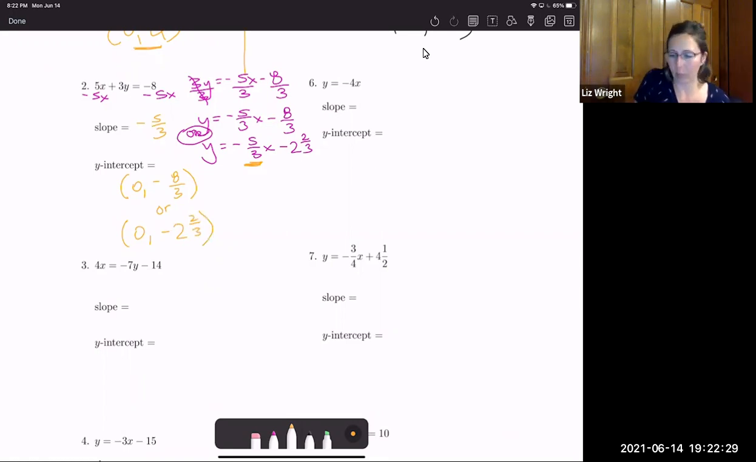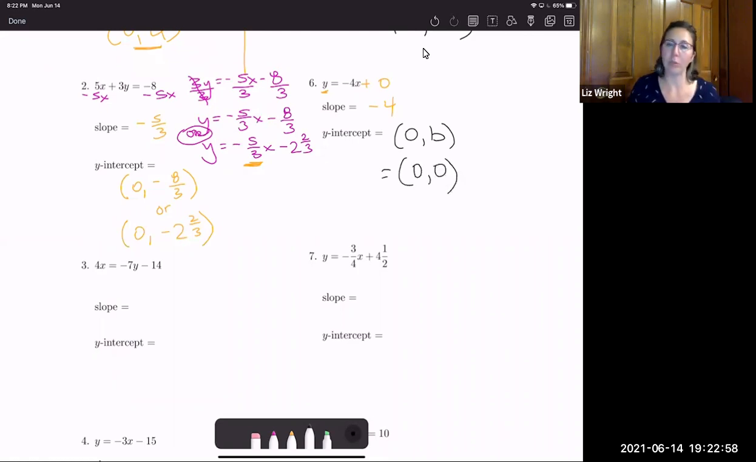All right, let's swing over to number 6. Number 6, what's our slope? It's -4. And by the way, I went straight to that because I already saw that it was solved for y. What's our y-intercept? I don't see a b on there. So if it's not on there, you could assume it's just a 0, right? Because it's like -4x plus 0. So if I know that my y-intercept is (0, b), what's our b? I just said it, it's 0. So it's going to be (0, 0). On that one, that's kind of confusing. What we're thinking about is our y-intercept is at the origin, (0, 0).